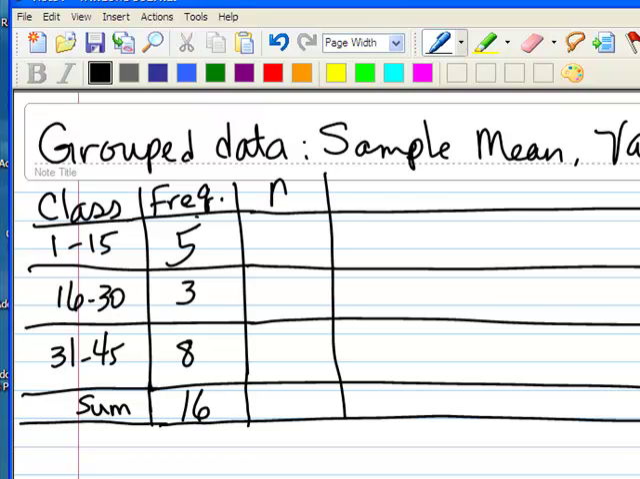Compute the midpoint for each class. The middle point between 1 and 15 is 8. That means 8 is the same distance away from 1 as it is from 15. For the next classes, it's 23 and then 38.